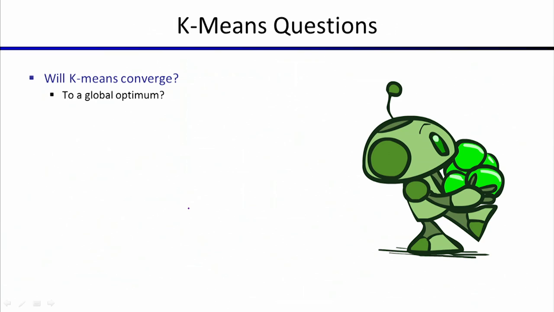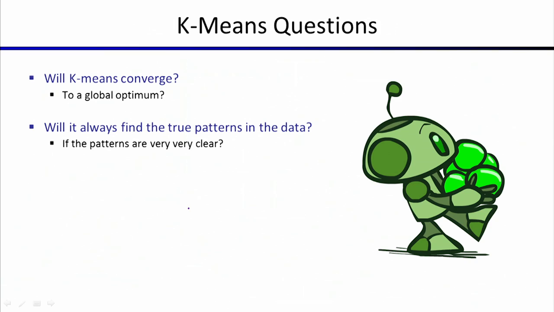That actually means 2 things. It both means it doesn't globally minimize the distance function, and it also means that even if it did, it wouldn't necessarily give you the clusters that deep down in your heart you wanted. Will it always find true patterns in the data? No. What if the patterns are very, very clear? No, but it is more likely. Will it find something interesting?